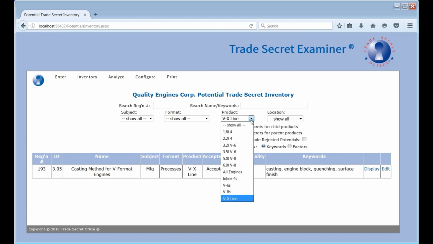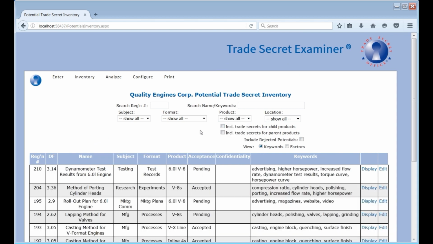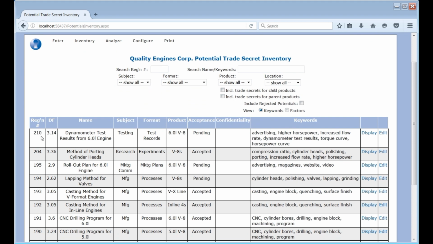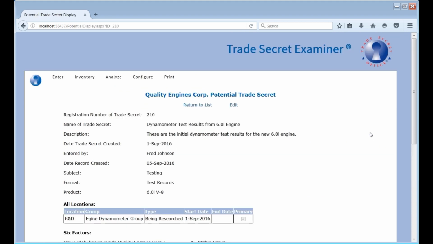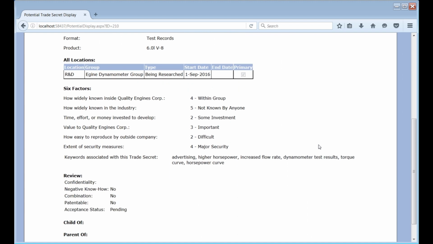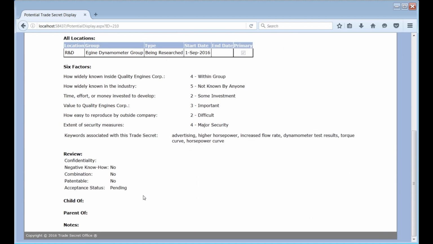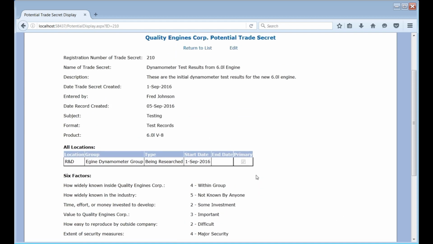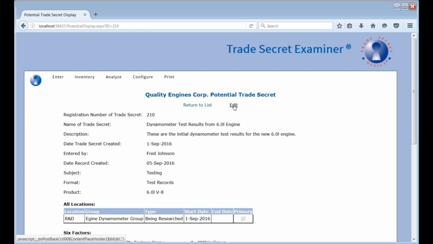So let's pick this now to show all. We've got it sorted from highest to lowest, so this is our most recent. And let's look at a display of that. This is what the fellow entered on the sheet that anyone can use. And so we see this, it's pending. There's some things here that haven't been looked at yet. So let's go ahead and edit this.